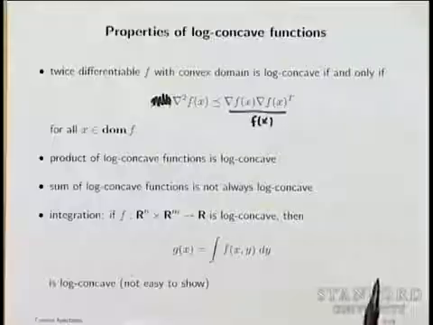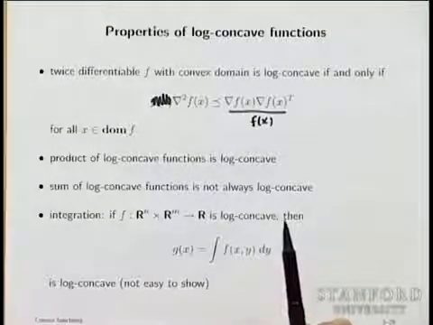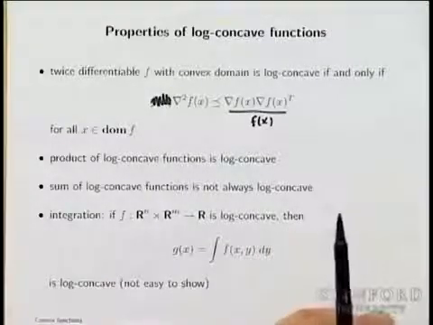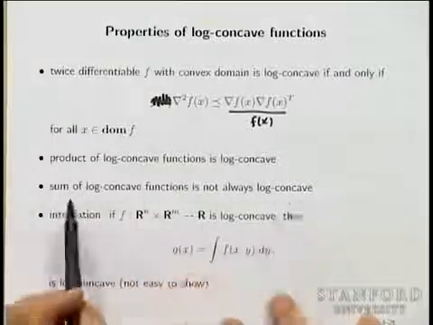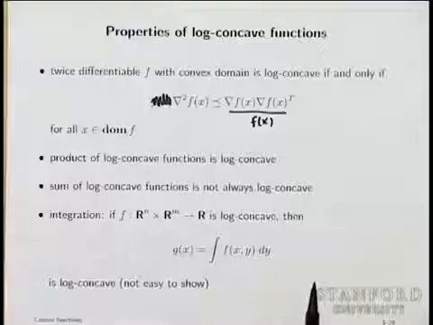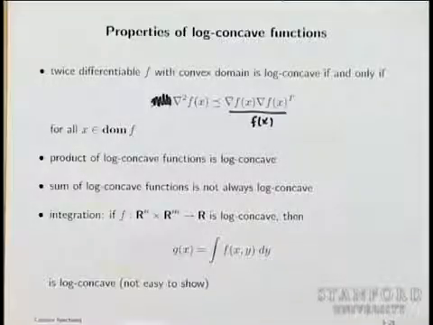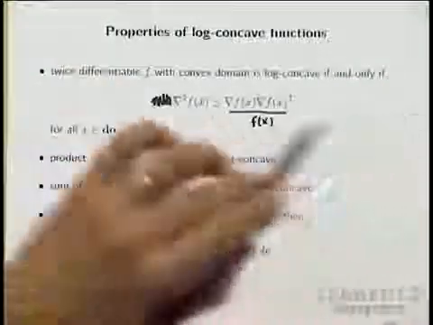Product of log concave functions is log concave. Totally obvious, because the product of two things, you take the log, it's the sum. So that's the sum of convex functions. Sum of log concave functions is not always log concave. That's easy. Make a mixture of Gaussians, moved apart, you get two bumps.